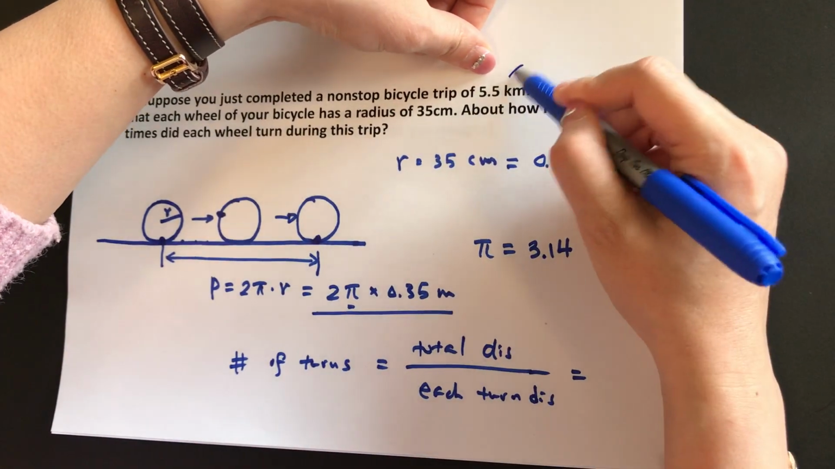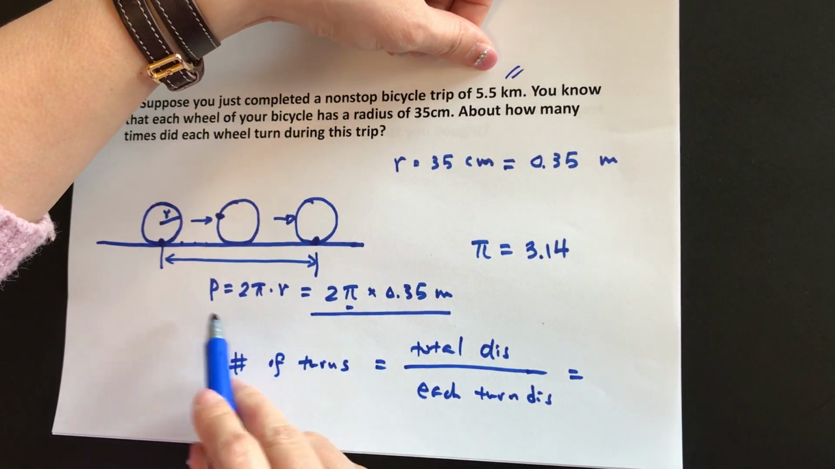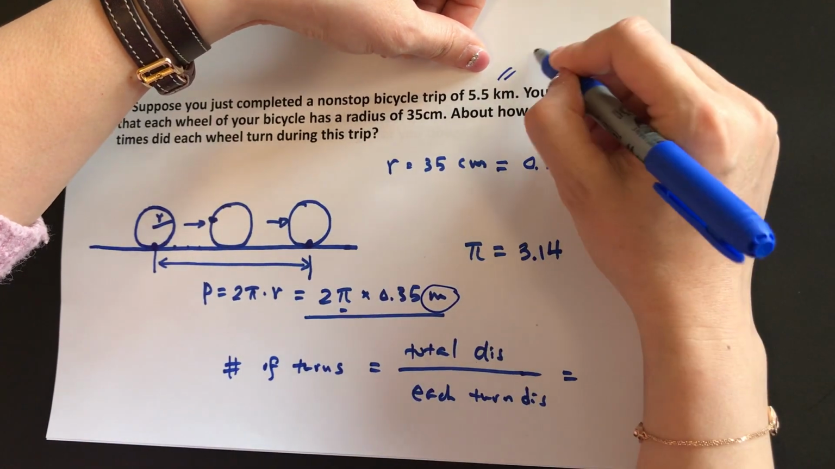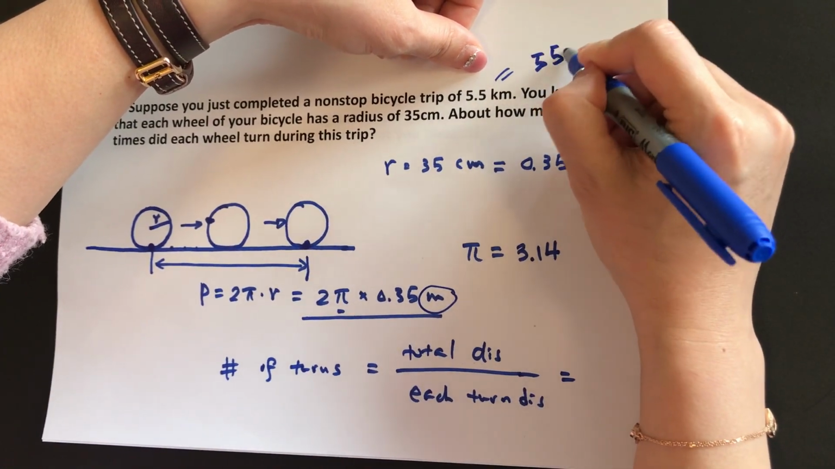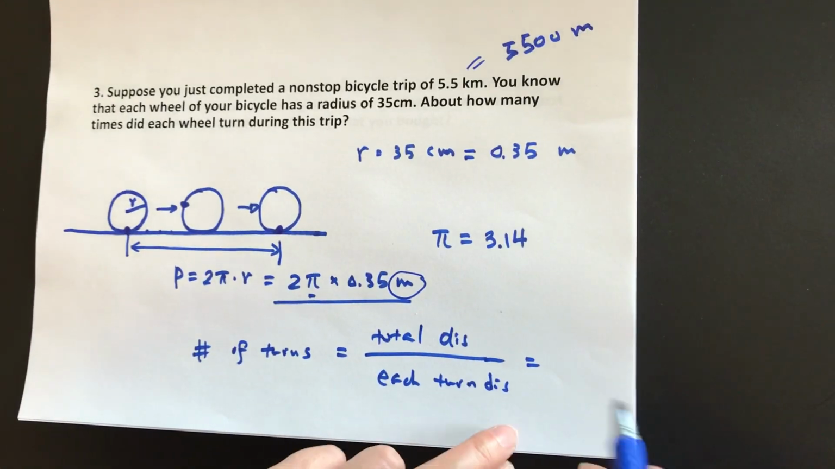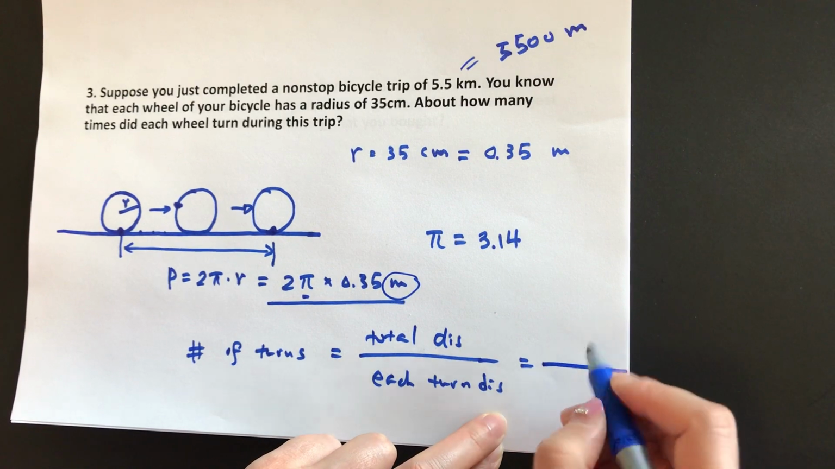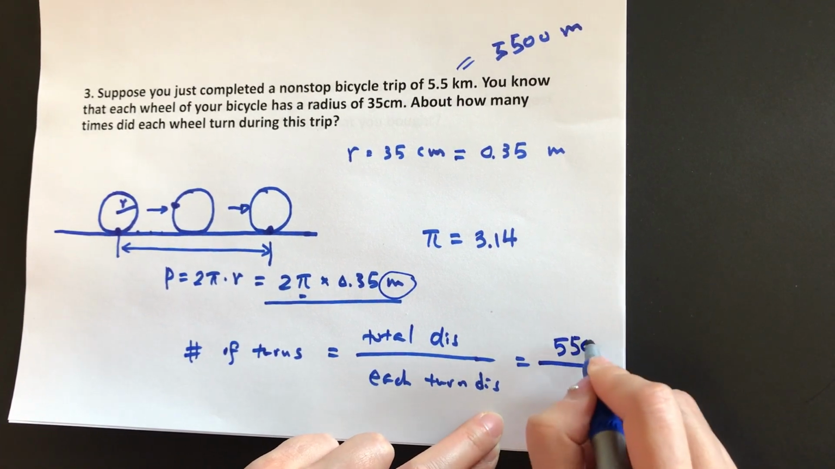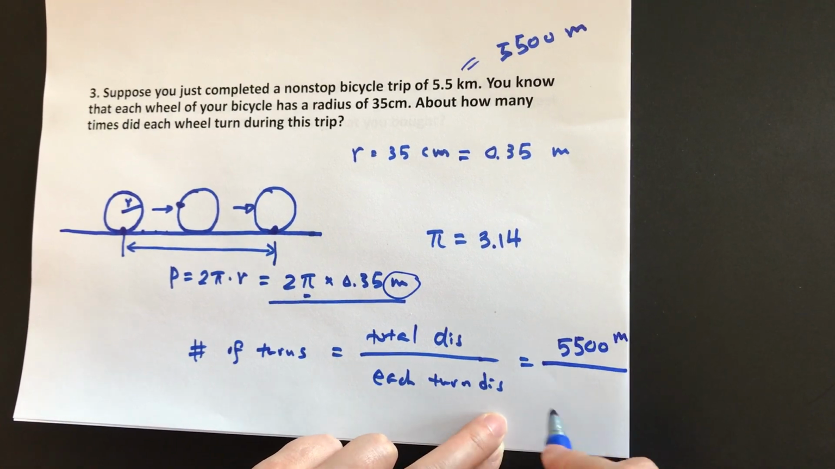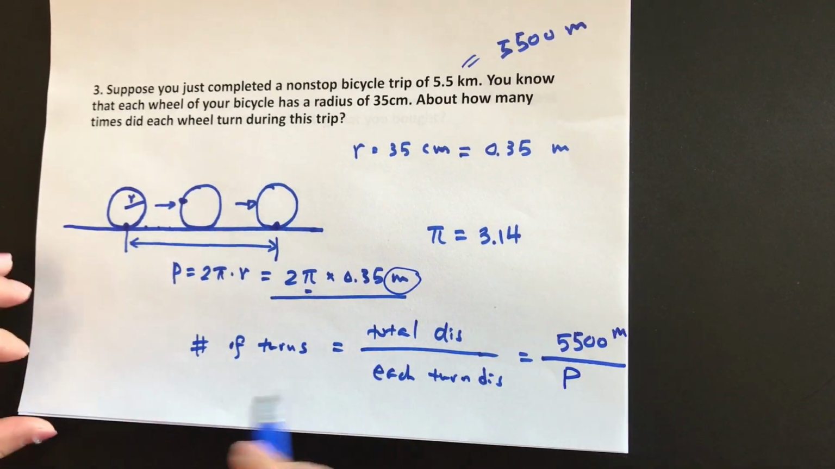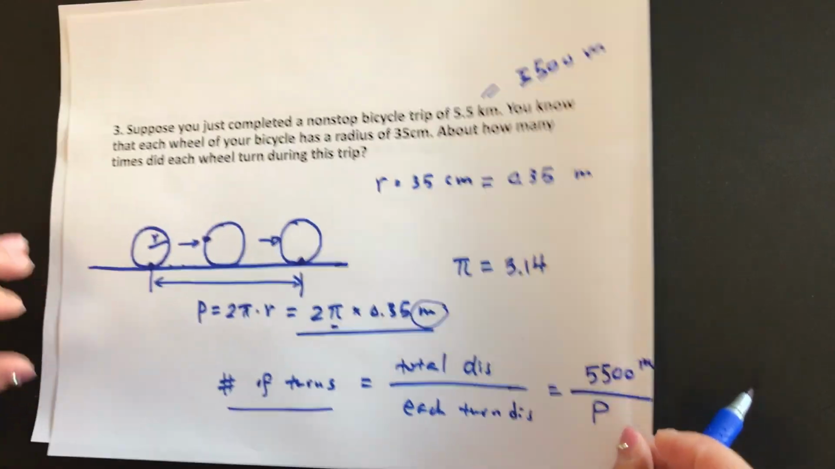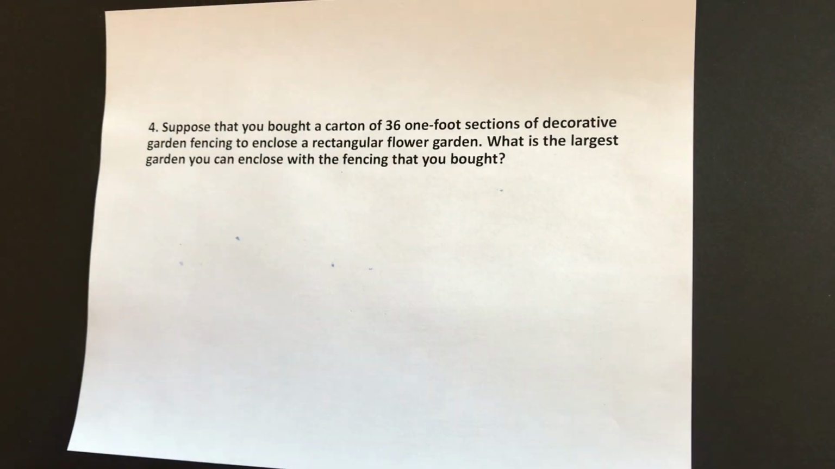We need to convert that too. Because the perimeter we have been using meters as the unit, 5.5 kilometers is 5,500 meters. Now we have the same unit, then we can divide them. Total distance is 5,500 meters. And each turn distance is just the perimeter. Now you can calculate this number to find out how many turns you have to do for your bicycle.